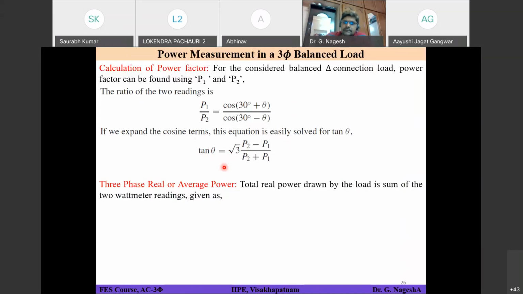Okay, is it clear or anyone has doubt in this? No, sir. Okay, so you should get this expression. It's simple mathematics, you will be able to solve it.